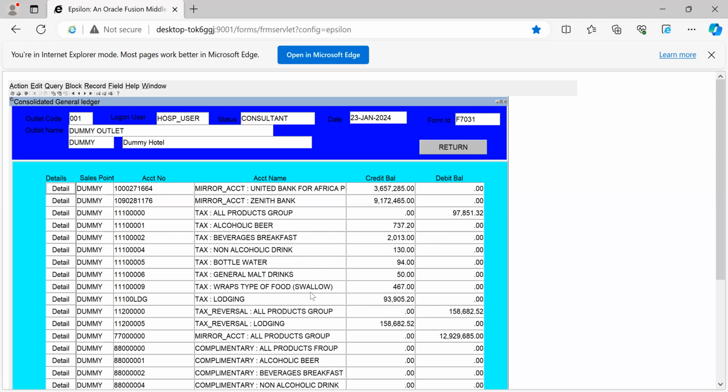food swallow. That is if the tax is set up in the system and the accounting for tax is also set up. So system will record everything. So you can see line by line what they are. These are total tax amount you see from lodging.